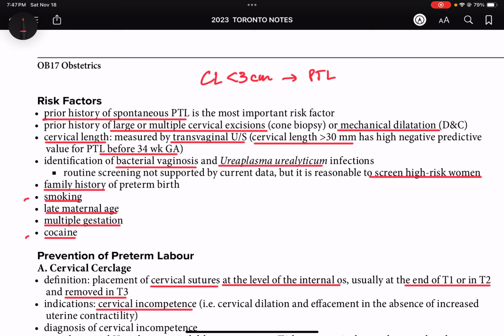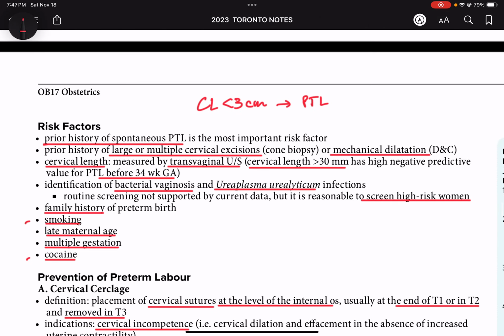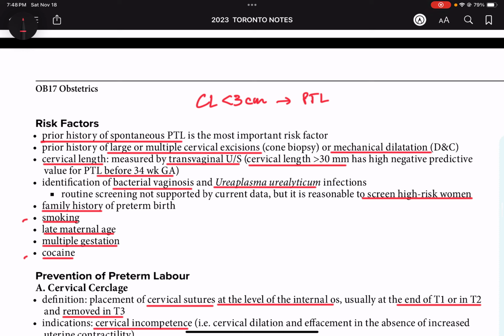Another risk factor is prior history of larger or multiple cervical excisions like cone biopsy, or mechanical dilations like dilatation and curettage. So preterm labor has a lot to do with the cervix, so we have to make sure that if there has been any change in the cervix earlier, then that might be a risk factor for preterm labor. If there were any excisions, any mechanical dilatation, or a problem with the cervical length too, because you can see over here cervical length measured by transvaginal ultrasound. So that is very important.